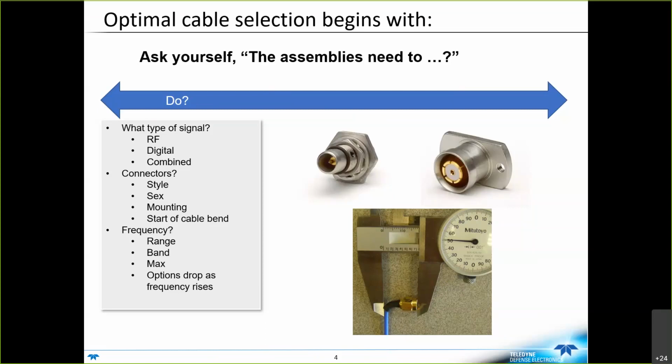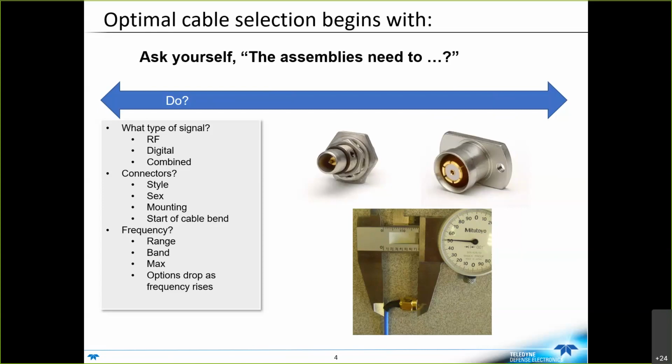I have "combined" listed here, not because there's a combined RF and digital, but occasionally there are some people that are trying to run RF and some DC power down the cable to power remote devices. And if that can be brought up front, that's helpful, because then we can make sure that we're not trying to run a whole bunch of current through a very tiny connector on the end. So if that situation comes up, let us know in advance.